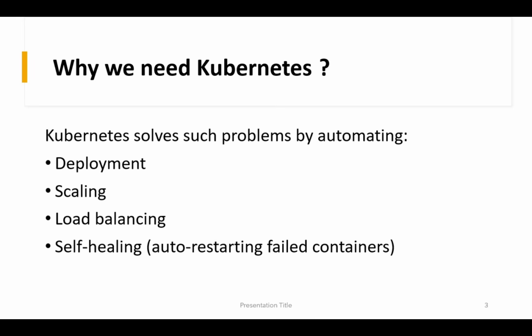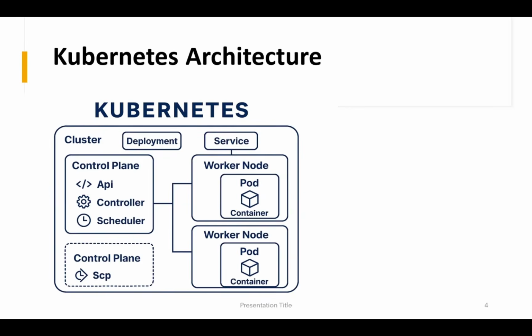So let's understand Kubernetes architecture. This diagram illustrates the full architecture of a Kubernetes cluster, including the control plane, worker nodes, and key components like pods and containers. So let's break it down step by step and understand each component individually. First we see the Kubernetes cluster. The cluster is the entire Kubernetes environment. It includes both the control plane and multiple worker nodes. Think of it as the city where all Kubernetes operations happen, right?